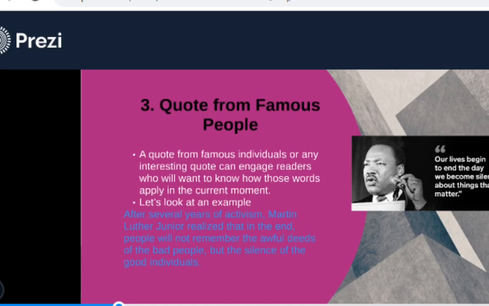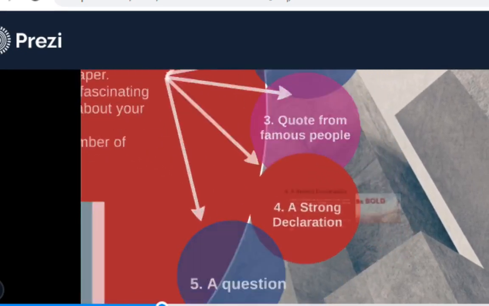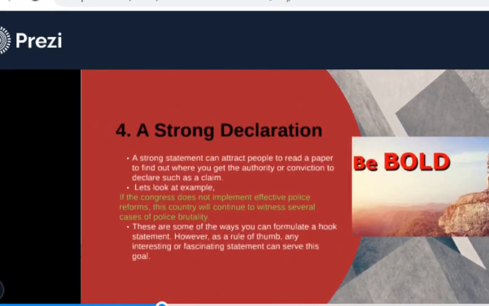Number four is to make a strong declaration or statement. A strong declaration can attract people to read your paper to find out where you get the authority or the conviction to declare such a claim. Let's look at such a hook sentence. If the Congress does not implement effective police reforms, this country will continue to witness several cases of police brutality.